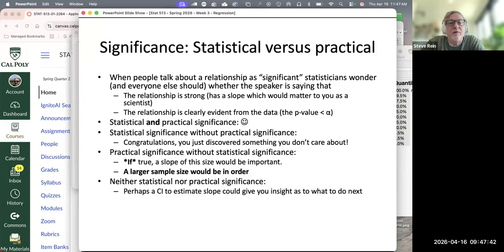Practical significance without statistical significance says just go get a larger sample size. And if you have neither statistical nor practical significance, I guess a confidence interval may be helpful. You could ask, within the range of slopes that are plausible within the confidence interval, are there any slopes that would be of practical significance to a person in your discipline? If so, maybe doing another study to follow up would be important, if it's an important issue that's good to pursue.